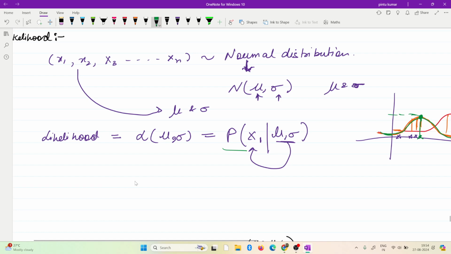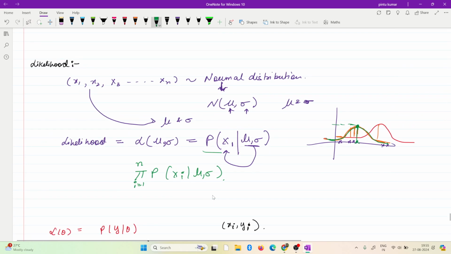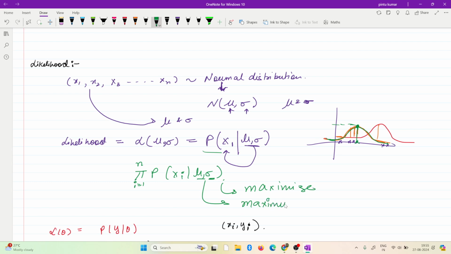So the likelihood of all the points will be the product over i equal to 1 to n of L(xi; mu, sigma). You take the likelihood of all the points, you take their product, and your goal is to maximize this likelihood. For whatever value of mu and sigma you get maximum likelihood, that value is called the maximum likelihood estimator.